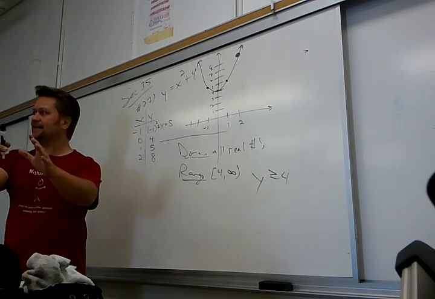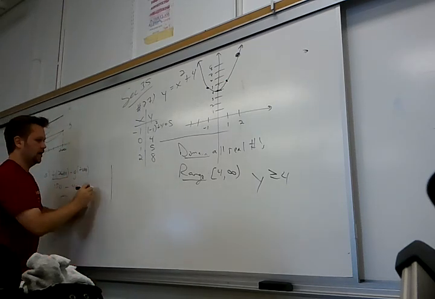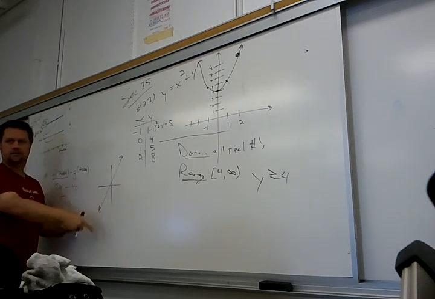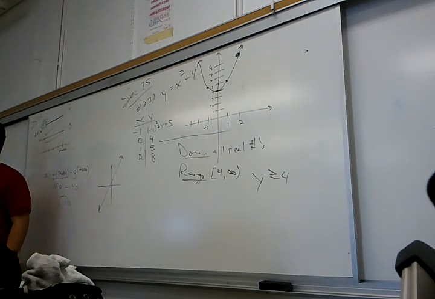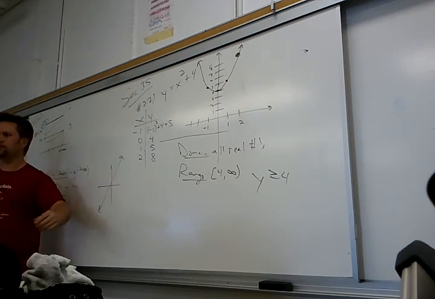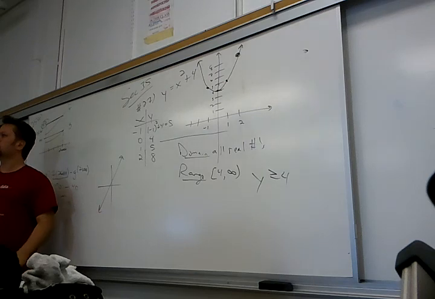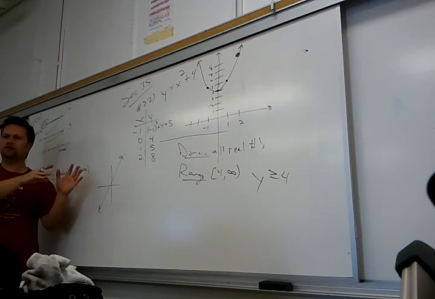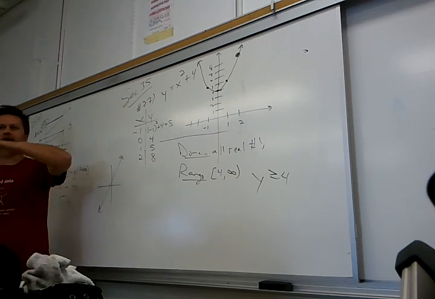Well, a straight line is nice. If I have a straight line, what's the domain? Everything. What's the range? Everything. As long as it's at a diagonal, that straight line has a domain of all real numbers and a range of all real numbers. Are those functions? Yes, these are functions. But not all functions have all real numbers.